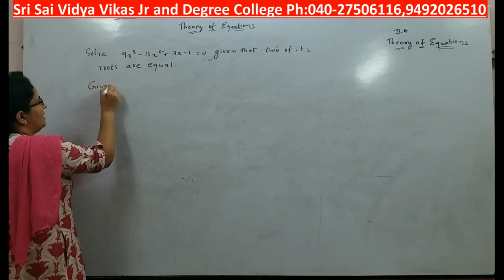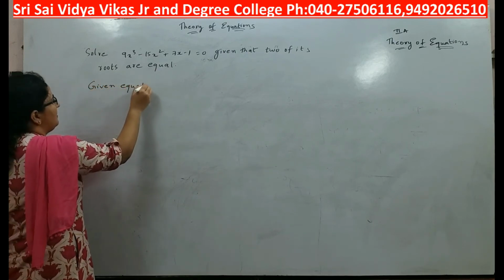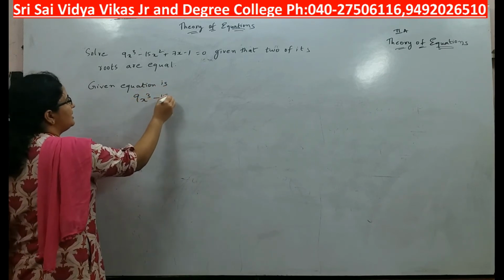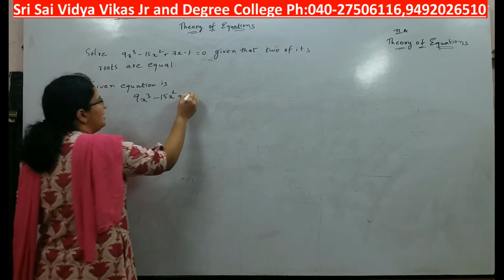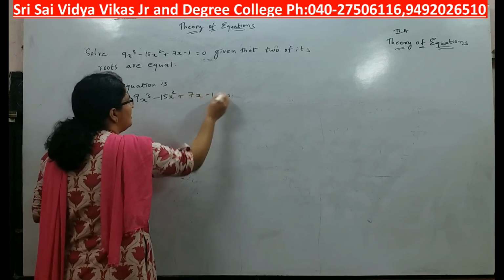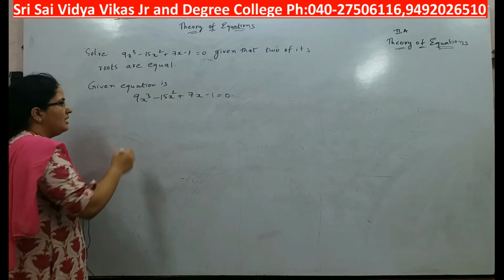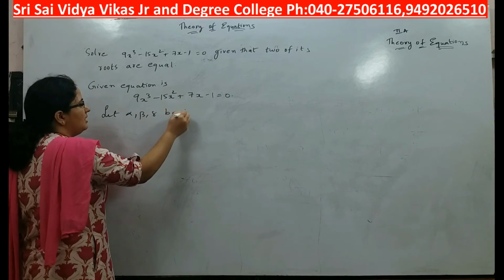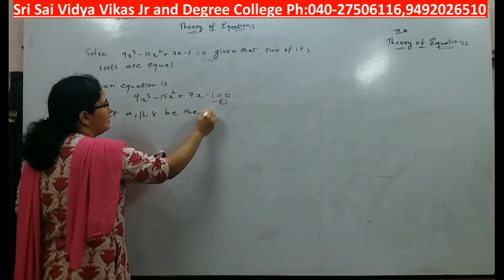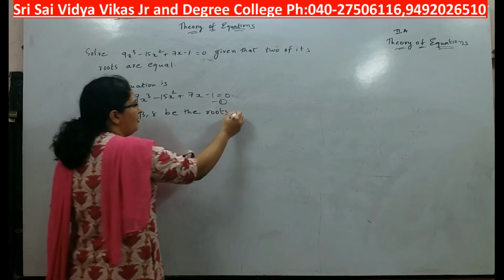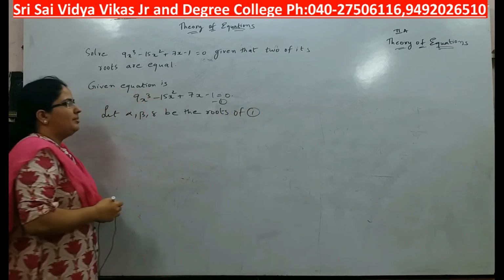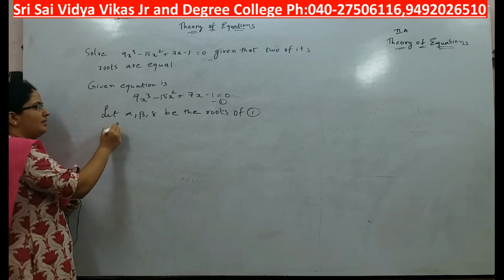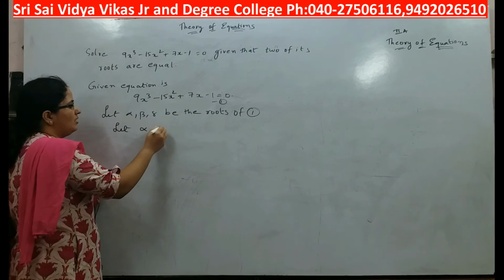What is the given equation? The given equation is 9x³ − 15x² + 7x − 1 = 0. This is the given equation. Let alpha, beta, gamma be the roots of (1). Given that two of its roots are equal, let alpha be equal to beta.